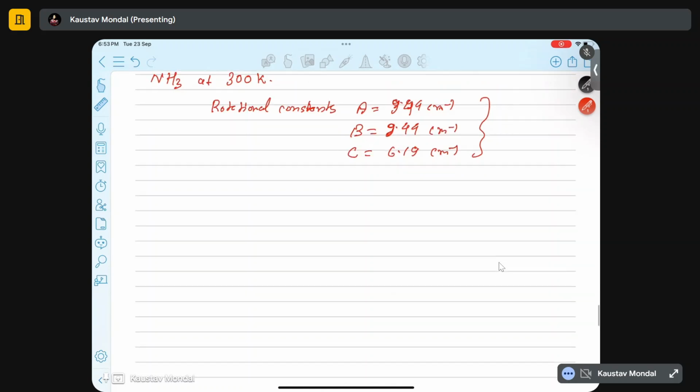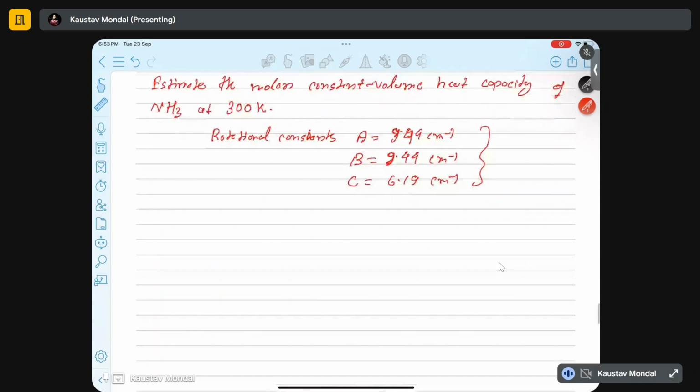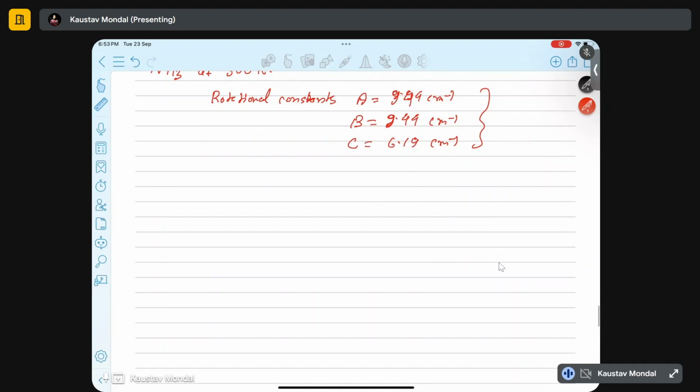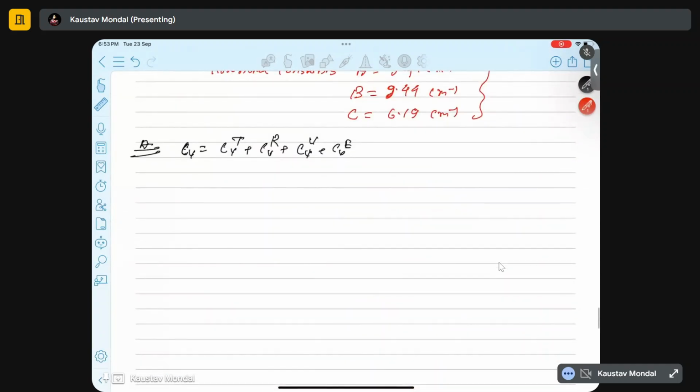For that, first you have to calculate the translational contribution, right? The translational contribution is simply fixed at room temperature. C_V basically depends on C_V translation, C_V rotation, C_V vibration, plus C_V electronic. For the translational contribution, C_V,T is always fixed as 3 by 2 R, that you already know.